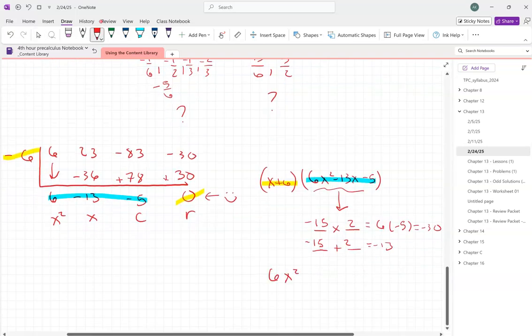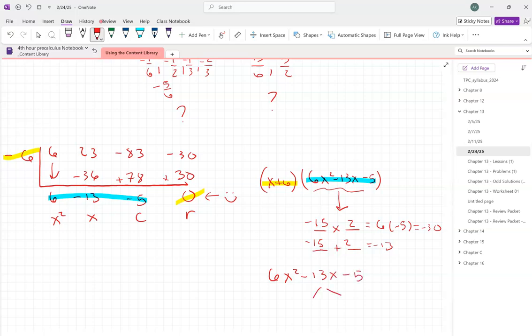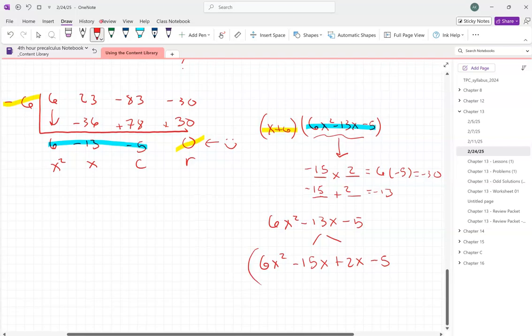What those numbers allow me to do is tell me how to break apart that -13x. So I'm going to break it apart into -15x plus 2x. Now that this is in 4 terms, I can try to factor this by grouping.